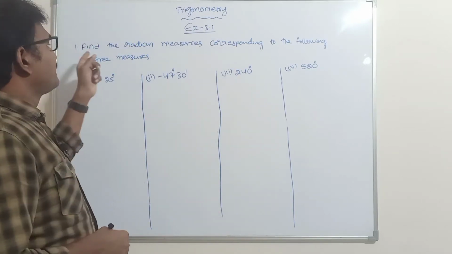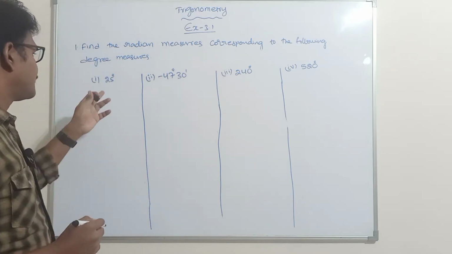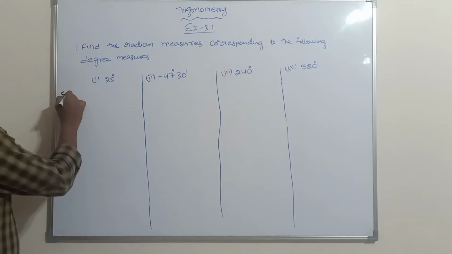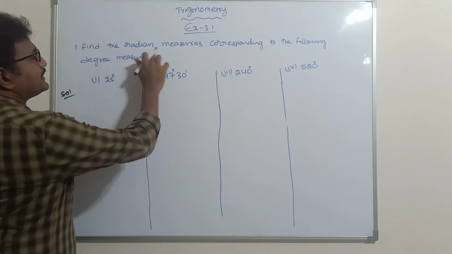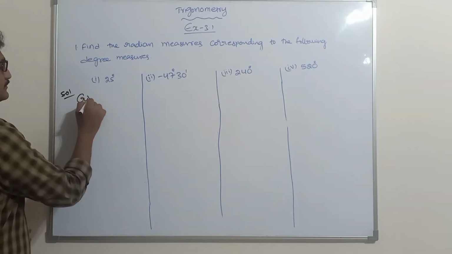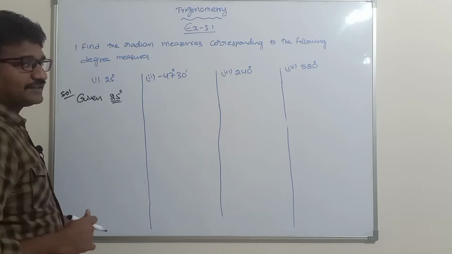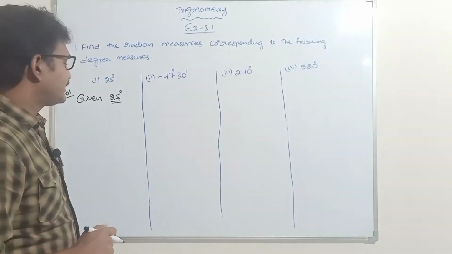First problem is find the radian measures corresponding to the following degree measures. First problem, 25 degrees. Convert this degree measure into radian measure. So given 25 degrees, we need to convert this 25 degrees into radian measure.